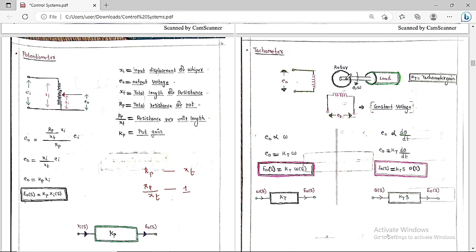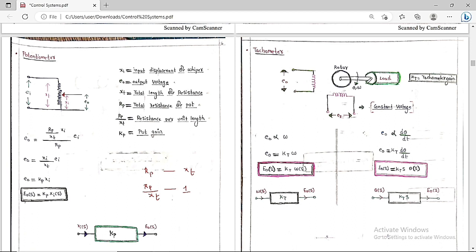So this is a rotor, and this is a load here. As the load rotates with some speed omega, angular displacement theta and angular velocity omega, because of this rotation some voltage is going to be induced in this winding. This is called the control voltage. In the control winding, the induced voltage is called E naught. E naught is always directly proportional to the speed of rotation. Basically, with the help of the tachometer, we measure the speed of rotation of the shaft.